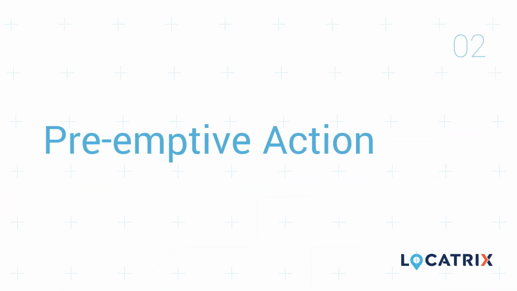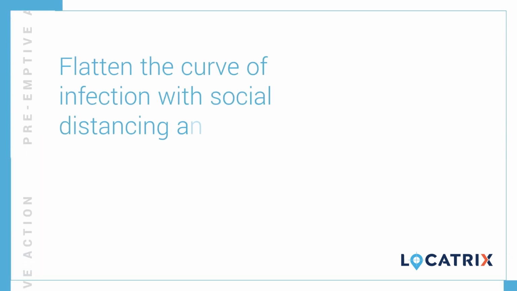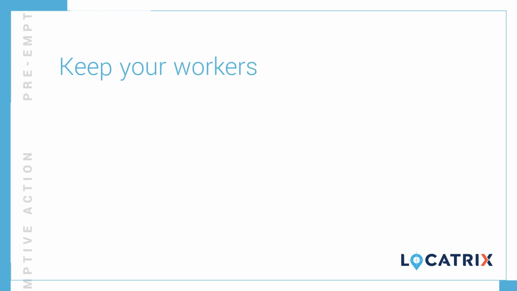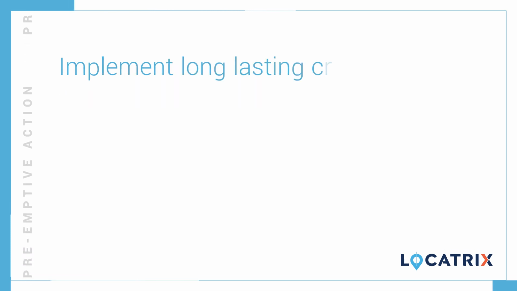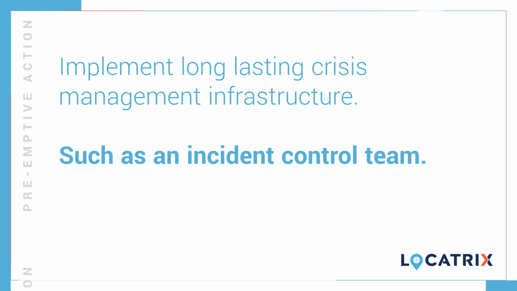Preemptive action. Here's why you should take preemptive action for this kind of crisis. Flatten the curve of infection by ensuring social distancing and isolation. Keep your workers safe and build trust, particularly when work from home is implemented. Implement long-lasting crisis management infrastructure that will help for future events, including an incident control team. ECO can perform this function with daily virtual meetings.